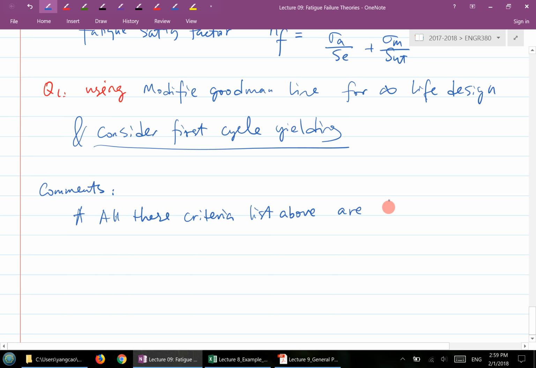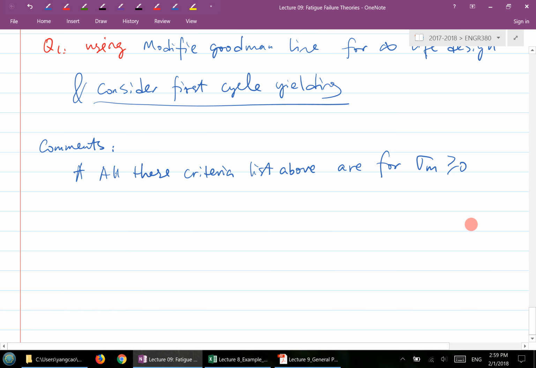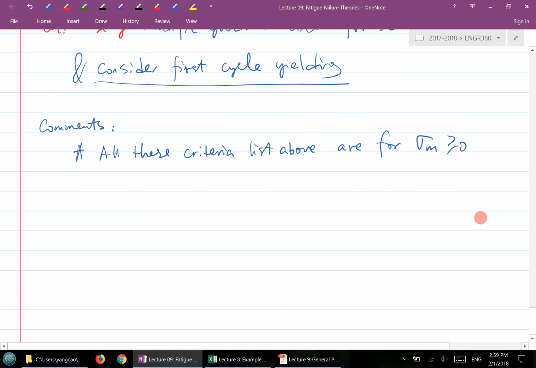are all for sigma m greater than or equal to 0, so this is when sigma m is in a tensile type of value, not compressive. And all of these criteria listed above are for ductile material.